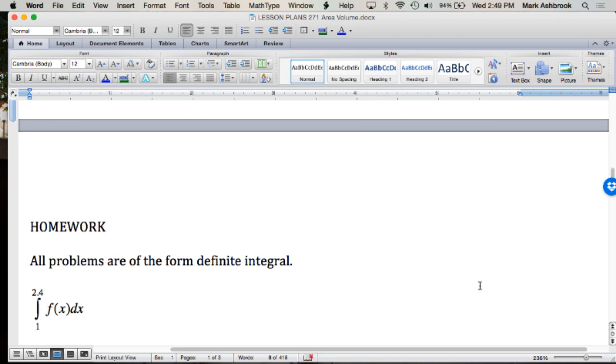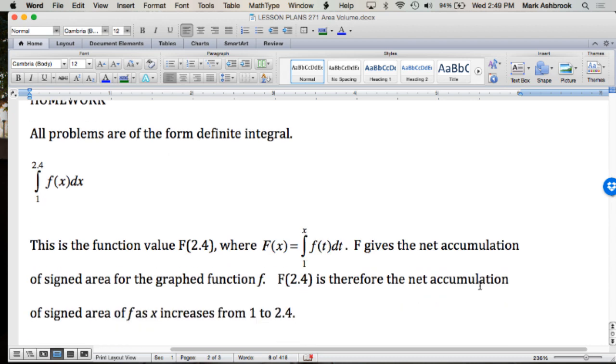I'm going to ask you to interpret that in terms of a net accumulation function. So you'll be writing out something like this. I want you to do this in your own words, so don't just take this from the video and copy it. Here's what I'm looking for. This is a function value F of 2.4, where F of x is the integral from 1 to x of f of t dt. F gives the net accumulation of signed area for the graphed function f. So F of 2.4 is the net accumulation of signed area of f as x increases from 1 to 2.4. But I want you to do that in your own words.